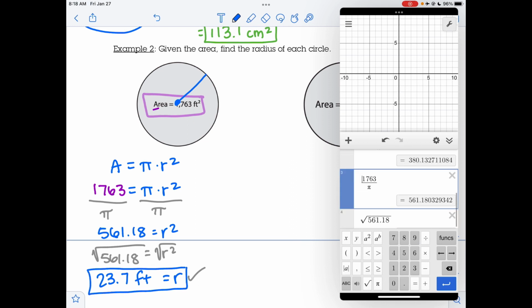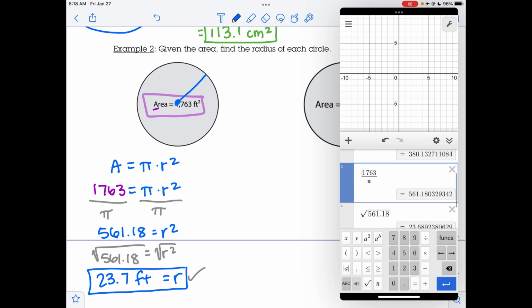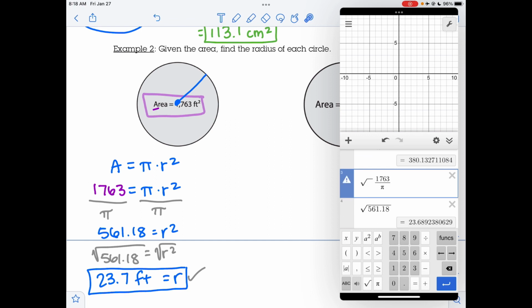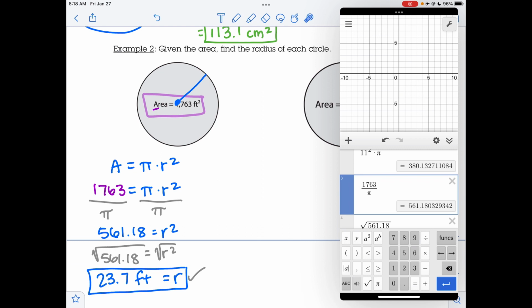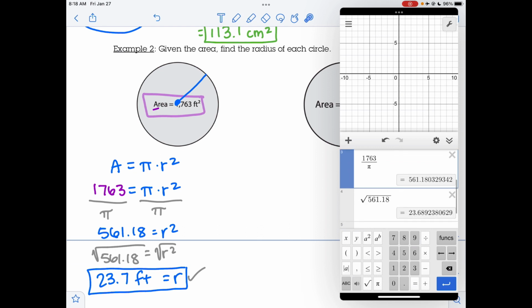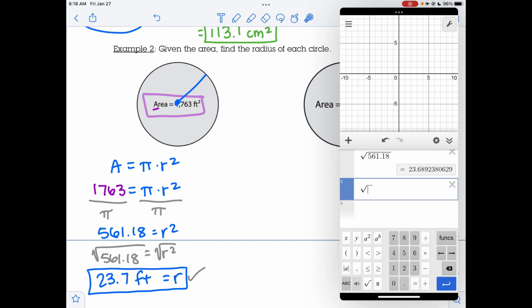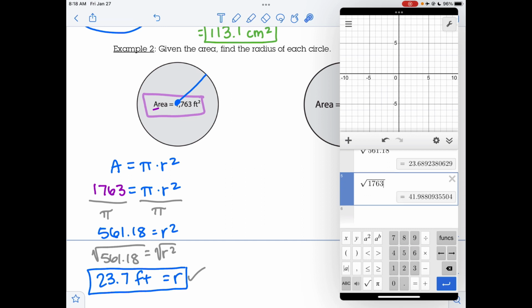On Desmos, we could have done a square root of this fraction here, the 1,763 over pi, but we need to plan ahead for that. Notice if I just hit square root here, even if I go in front, it doesn't automatically put my fraction underneath it. So if you're doing your division first, you'll have to retype your number. If you plan ahead, we can do square root and then put our fraction underneath the square root sign.